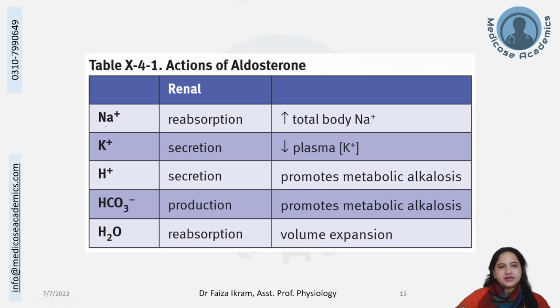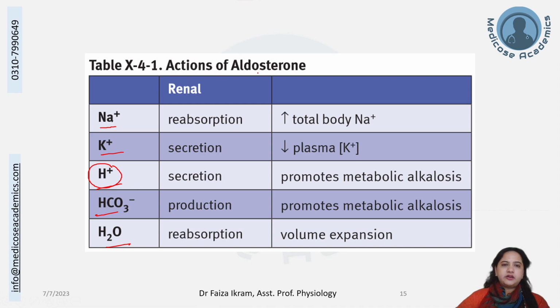Again, summarizing the effects of aldosterone: sodium reabsorption, water will follow, potassium secretion, and hydrogen secretion. And hydrogen secretion means attaining extra bicarbonates. So if aldosterone is produced adequately, all this will happen as per requirement.